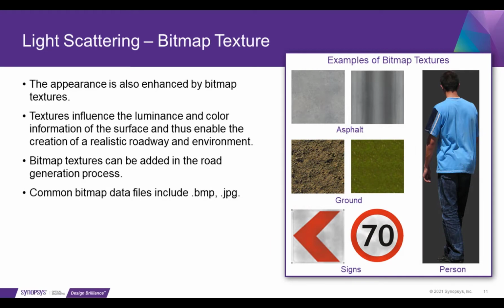In addition to the scattering properties of surfaces, the appearance is also enhanced by bitmap textures. Bitmap textures influence the luminance and color information of the surface, and thus enable the creation of a realistic roadway and environment. Bitmap textures are used in the road editor during the road generation process. You can use common bitmap data files, such as BMP or JPG. On the right you can see different bitmap textures for road surfaces, side green, or signs. You can also create road users such as pedestrians, animals or trees in LucidDrive by using bitmap textures.